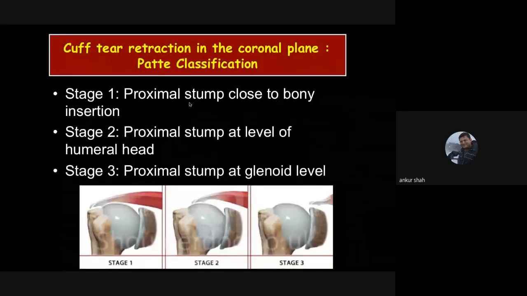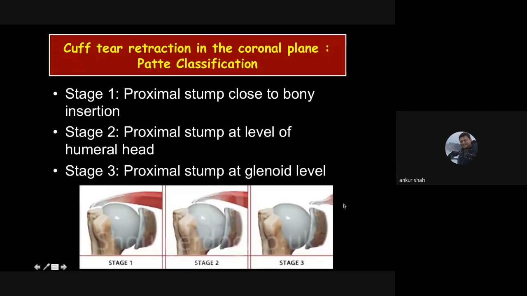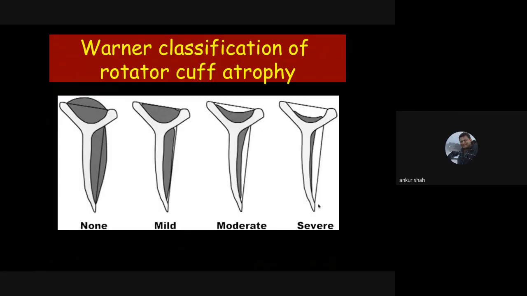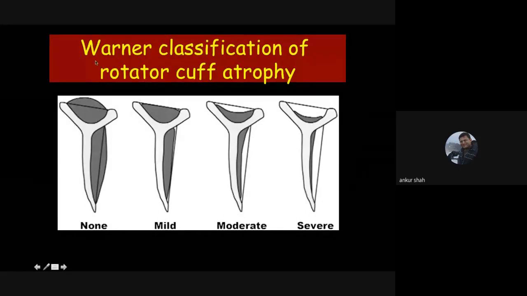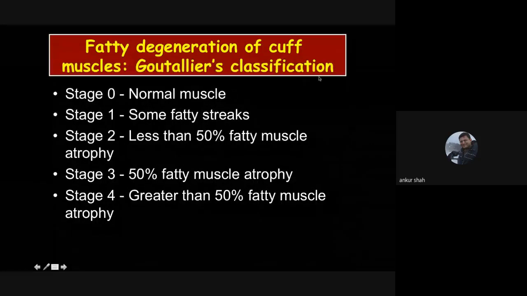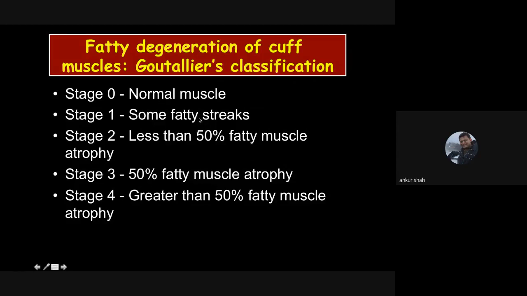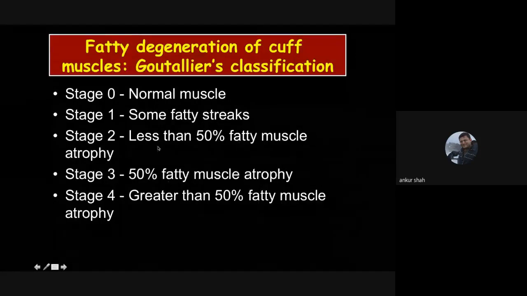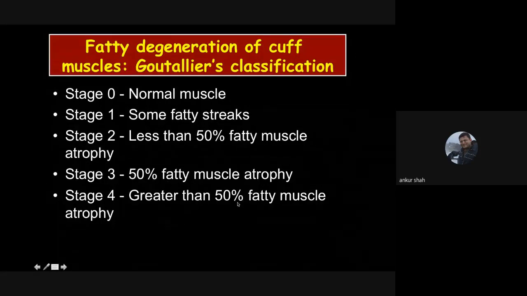For retraction, again, as I told you, we have to tell whether it is near the insertion, up to the mid part, or it is retracted up to the glenoid; depending on that there are different stages. The fatty atrophy of the supraspinatus muscle, we always grade this. There is one Warner classification. Again, this is normal, mild, moderate, or severe, and the other is the Goutallier classification. We always give this Goutallier classification in each and every patient who has a full thickness tear with retraction, because the surgeon decides, depending on this, what the extent of fatty atrophy is. If it is less than 50% fatty atrophy, they might do surgery. If atrophy is more than 50%, then surgery is difficult.